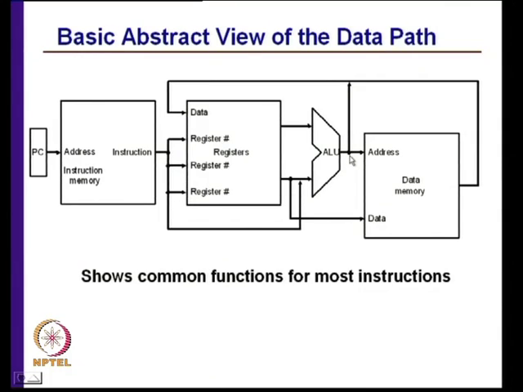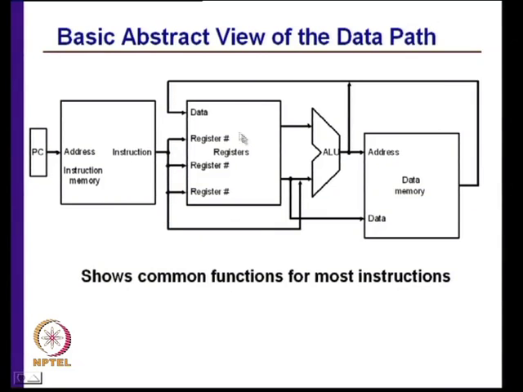If it is an R-type instruction, the result will go back to the register. You can see data will be available here, and the destination address is again provided by the instruction, and the result will be stored. So if it involves arithmetic and logical operations, that means data manipulation type of instructions, then you require this register bank to supply the operands and also to store the result.